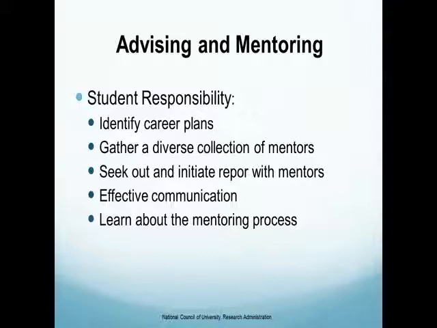The mentor has no idea what your future aspirations are. They're not going to be able to guide you and mentor you in the way they should. So it's effective communication. Okay? Be aggressive, professionally aggressive, of course, and let the mentor know what you expect of them early in the relationship, right? And then it says seek out, initiate rapport with mentors.